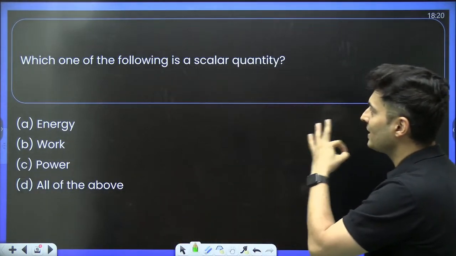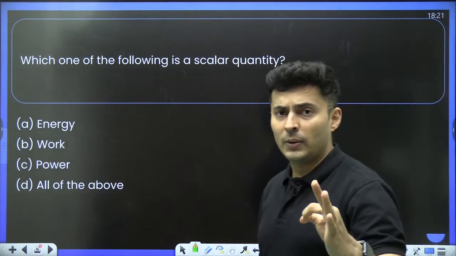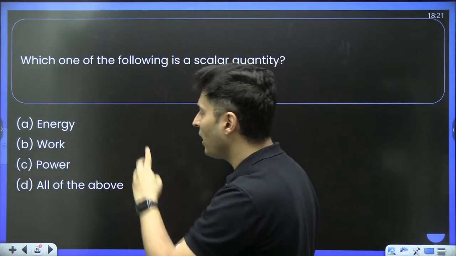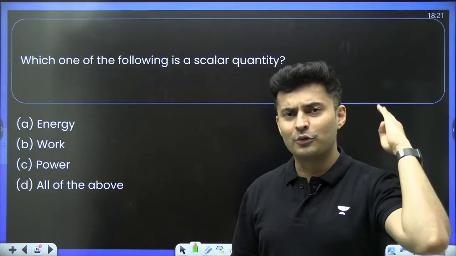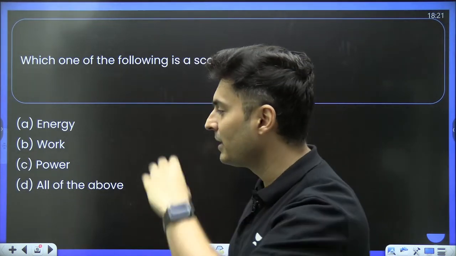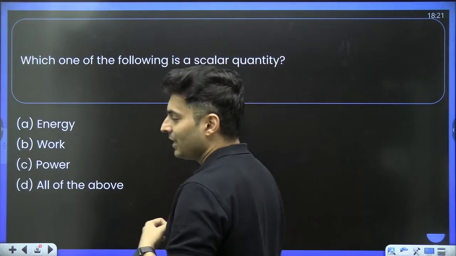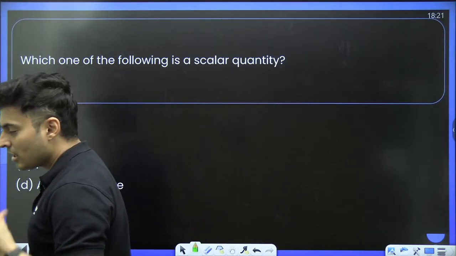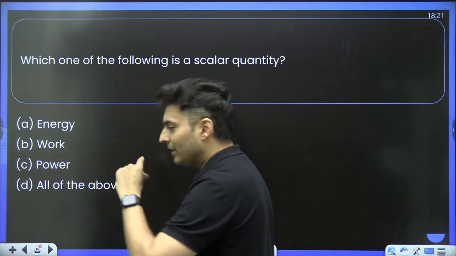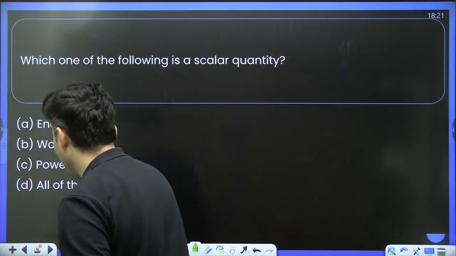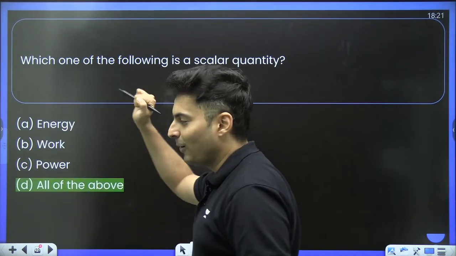Which of the following is a scalar quantity? The first option says energy. The second option says work. The third option says power. The fourth option says all of the above. Come on, my dear students. Exactly, and all of the above.